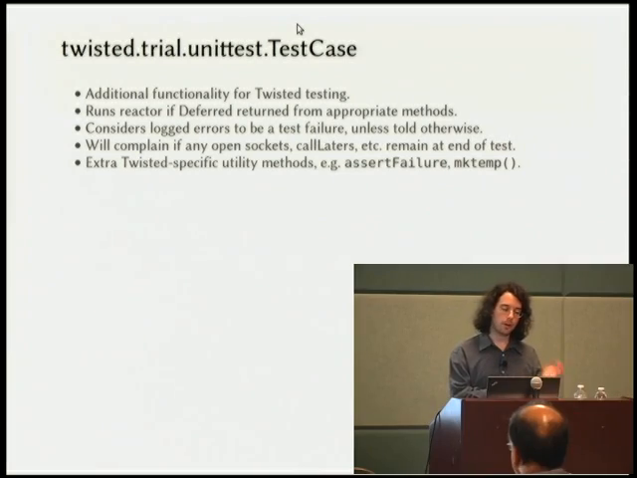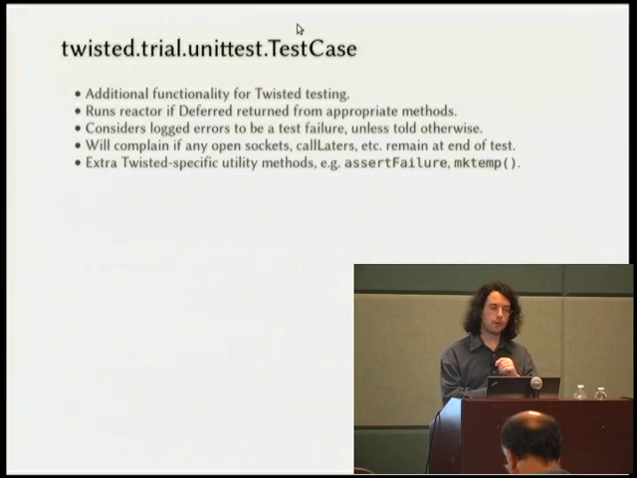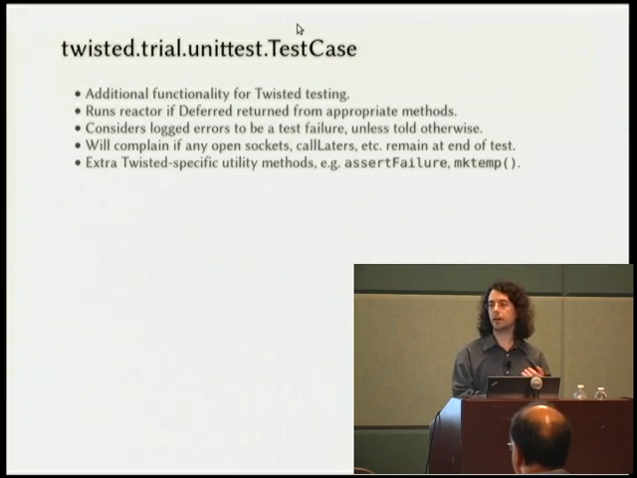So the twisted trial unit test case class, which you'll be seeing in the sample test we've written, has a bunch of additional functionality for testing twisted classes, twisted code. If you log an error using Twisted's logging system in the middle of your test, that will make the test fail. If you're logging some unexpected value error or attribute error or what have you in the middle of your test, the code that the test is running, that probably indicates a bug in your code. So unexpected exceptions being logged makes your test fail.